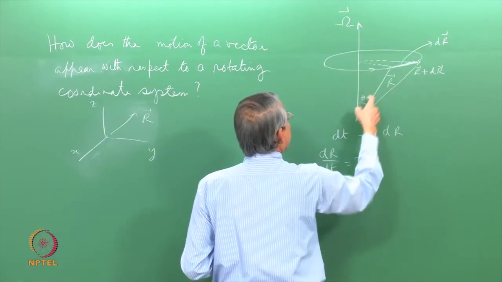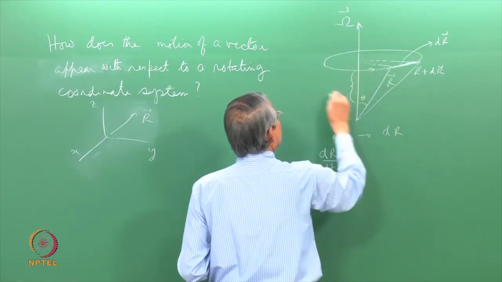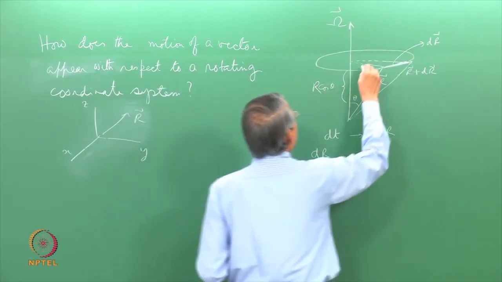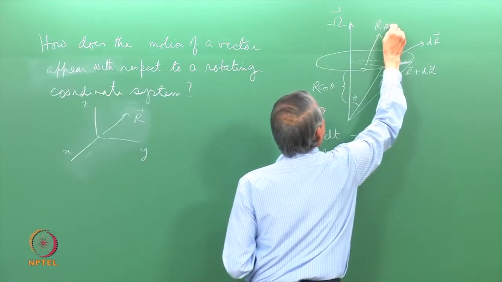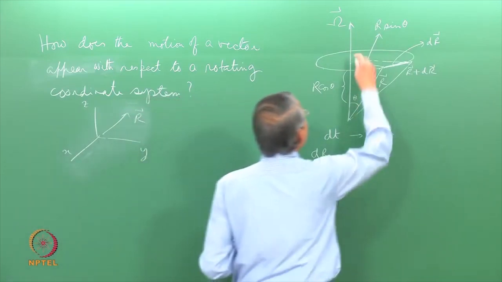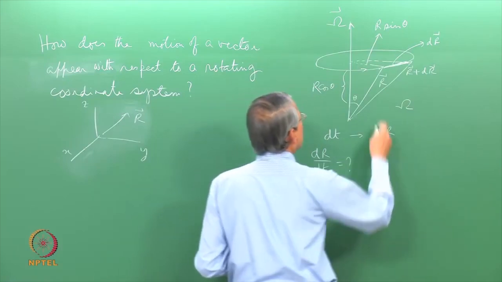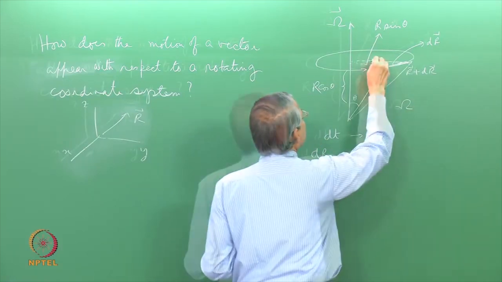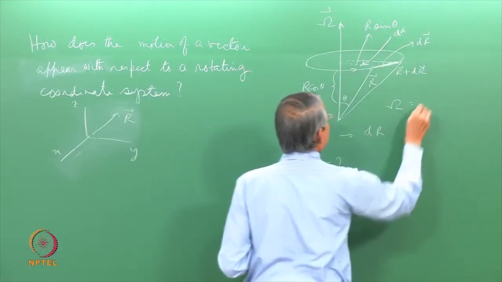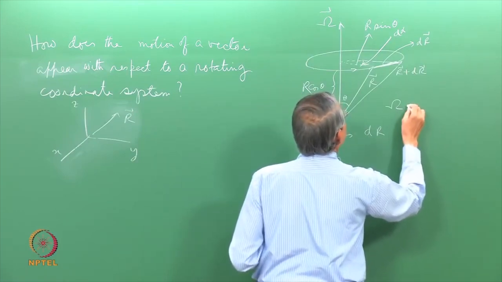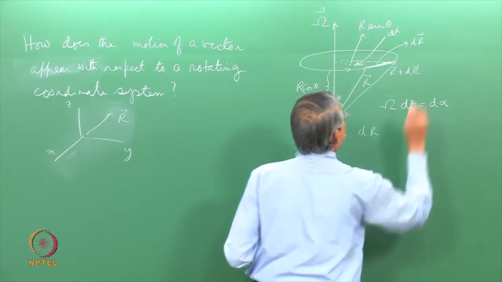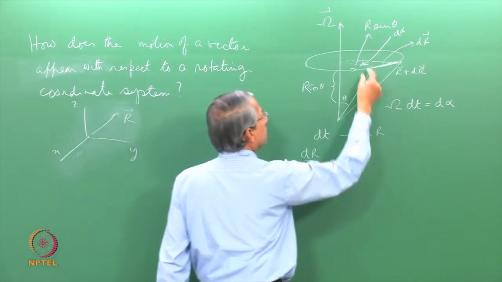So, from this angle, this magnitude is r cos theta and this magnitude is r sin theta. So, if the angular velocity is omega, then with time dt this angle, put it here, this angle d alpha will be, this is actually equal to d alpha. This is the angular velocity at time dt, this much angle is formed here.